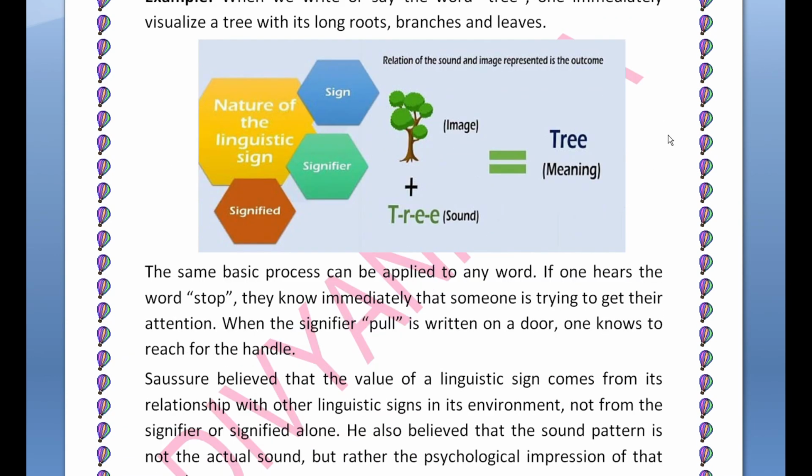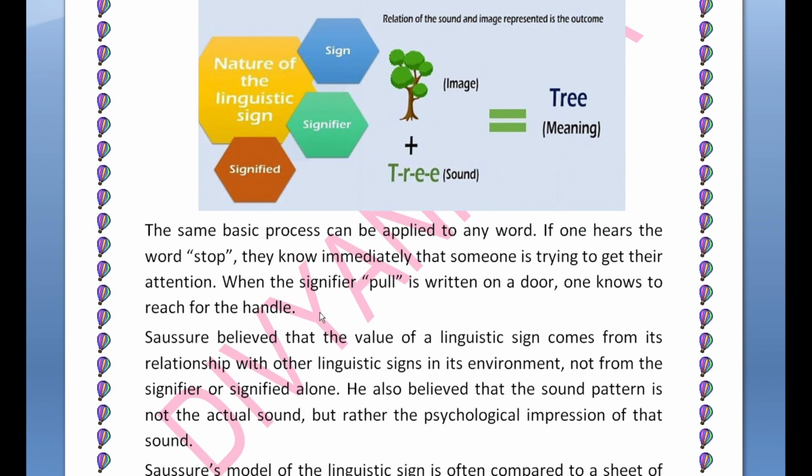Next para. The same basic process can be applied to any word. If one hears the word stop, they know immediately that someone is trying to get their attention. When the signifier pull is written on a door, one knows to reach for the handle.